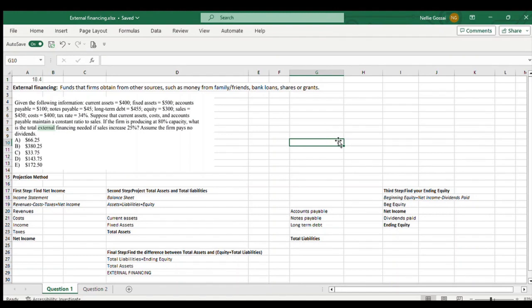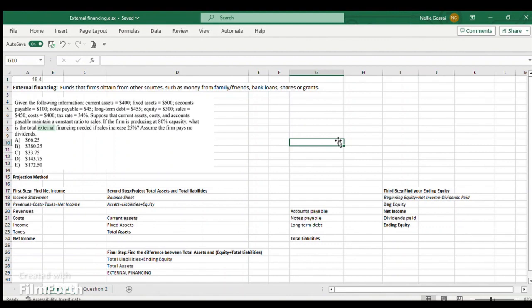Hi guys, today I'm going to be going over what external financing is and then run you through a practice problem. Basically, external financing is when a company wants to borrow money from other sources so that they can use it to cover their costs instead of using their profits.